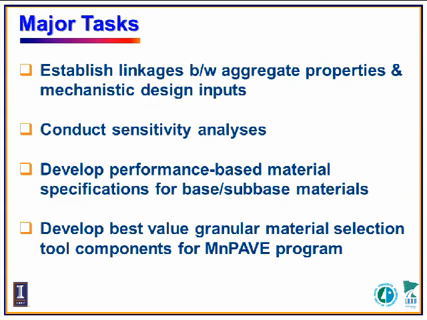So under those objectives, the following major tasks have been conducted. The first one is to establish linkage between important aggregate properties and mechanistic design inputs, such as modulus and strength. The second one is to conduct sensitivity analysis to identify how those mechanistic design inputs affect pavement life expectancies. Then we try to recommend some guidelines for developing performance-based material specifications. As I mentioned before, in terms of implementing the research findings, we are trying to develop this new granular material selection tool component for the MnPAVE program.